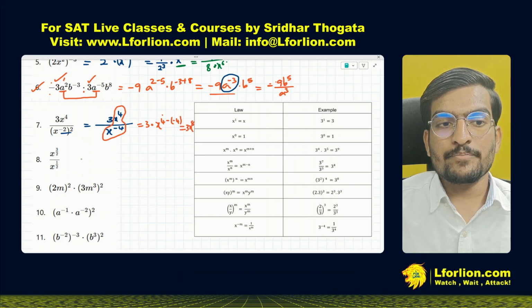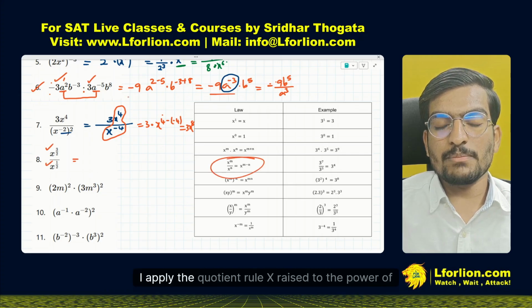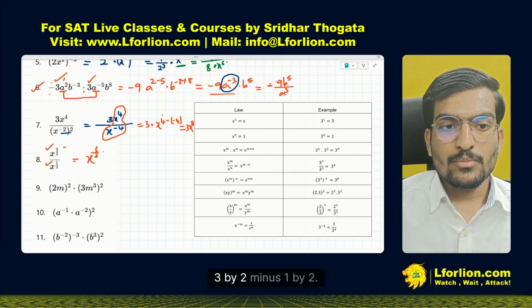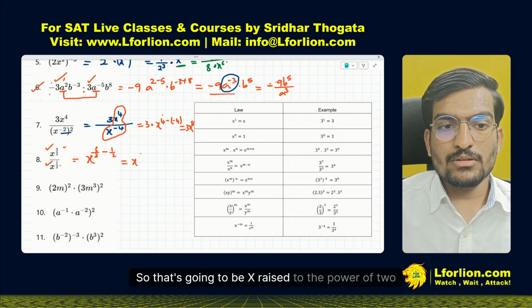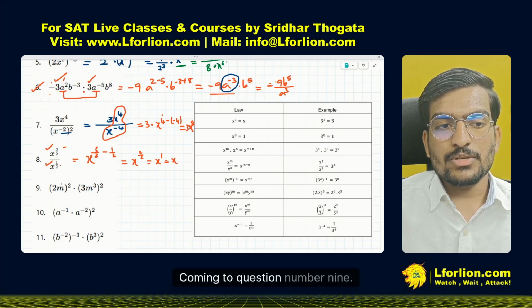This one, again the same formula, x in the numerator and denominator. I apply the quotient rule, x raised to the power of 3 by 2 minus 1 by 2. So that's going to be x raised to the power of 2 by 2, which equals x raised to the power of 1, which is x. Coming to question number 9.